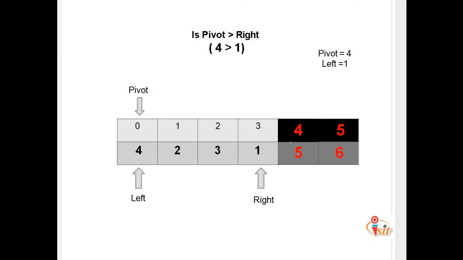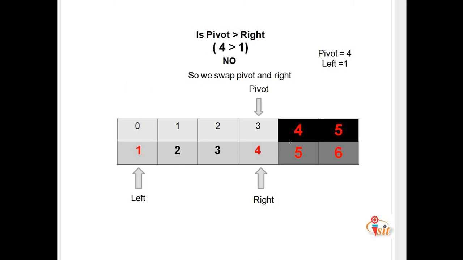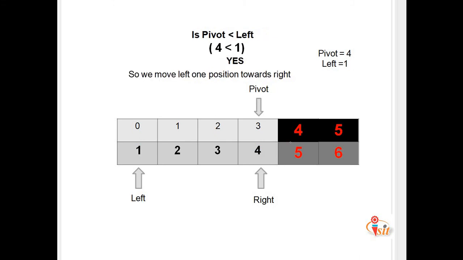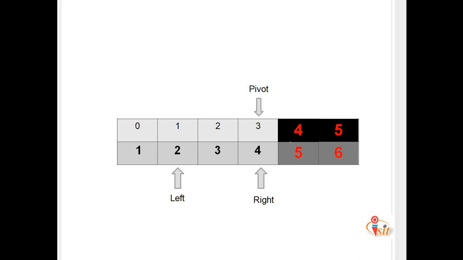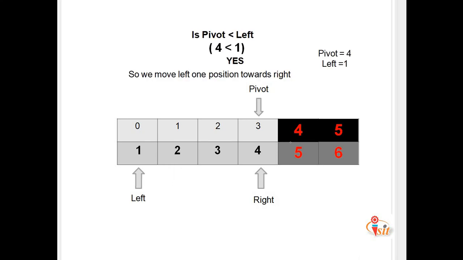The value of pivot is 4, the value of right is 1. So in that case the value of right is smaller than pivot. So here we need to do the swap of the pivot with the right. After swapping, the pivot also moves to the right position. Now the pivot as well as the right are at the same position.